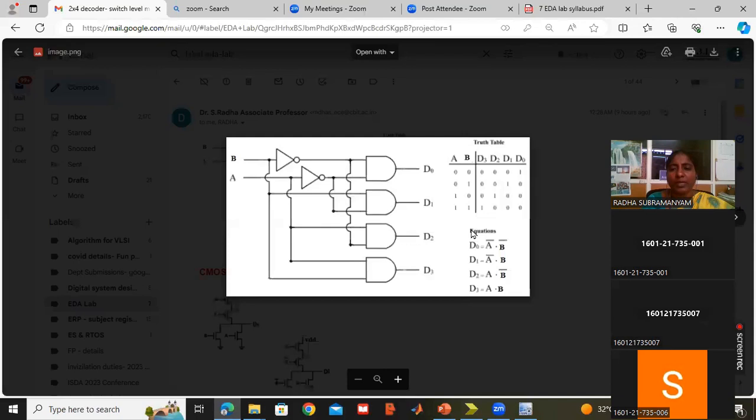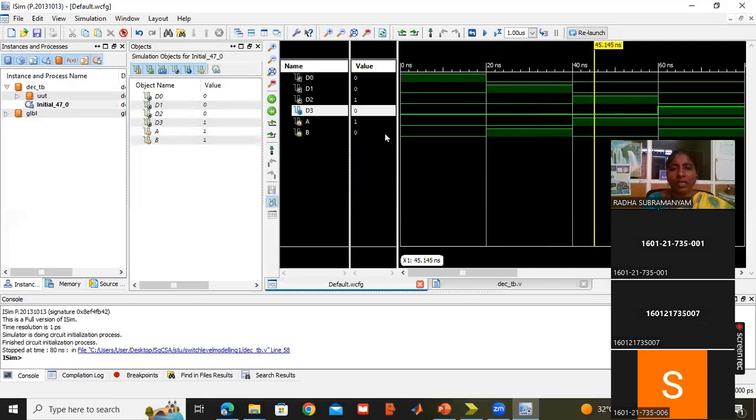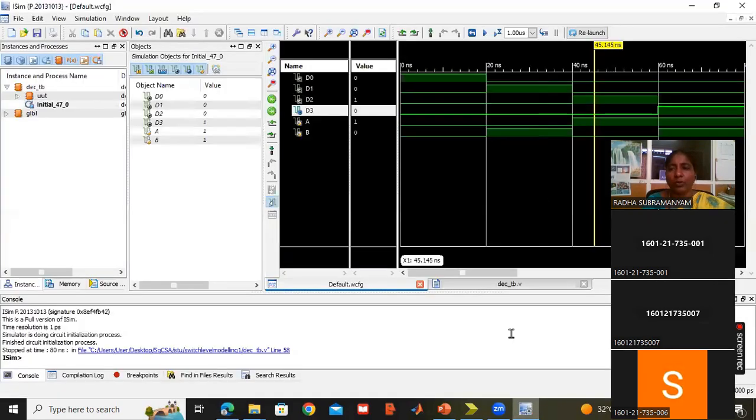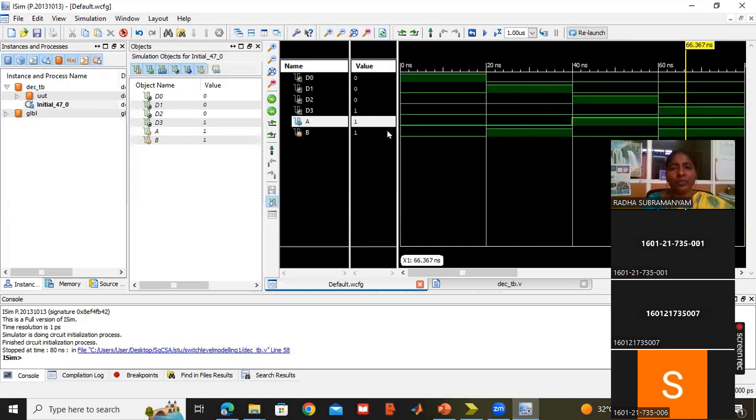Next, AB 10 means only D2 is 1. So AB 10, only D2 is coming as 1 at the yellow color line. Next, the last case, AB 11 means only D3 is 1. All other bits are zeros on the output.